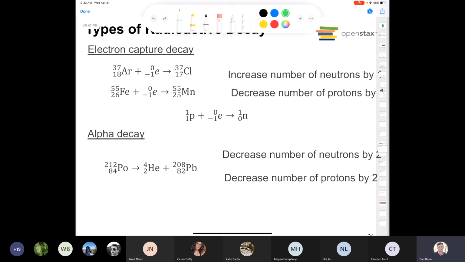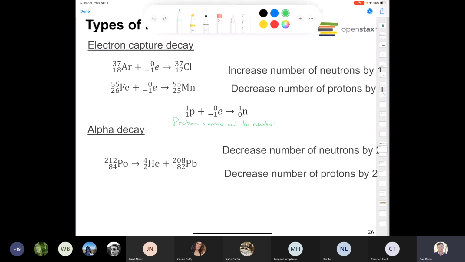We have a proton converted to neutron, right? Here we have 26 protons. Then it captures an inner electron, and we end up converting one of those protons into a neutron, and we end up with a lower atomic number. So here we're converting iron 55 into manganese 55. All right, and then the last one that involves particles is alpha decay. We've looked at alpha decay already. Here's the example of polonium-212 undergoing alpha decay to produce lead-208.